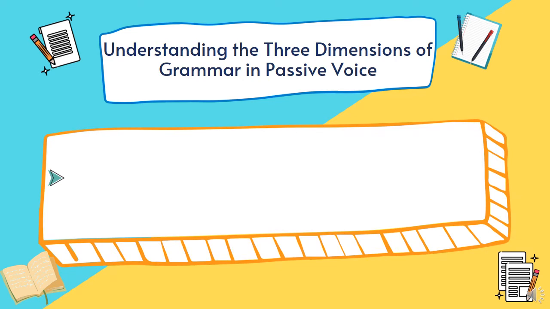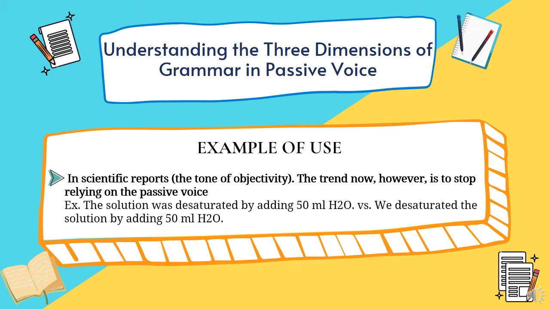Another example of use in the three dimensions of grammar and passive voice is in scientific reports, the tone of objectivity. The trend now, however, is to stop relying on the passive voice. For example, "The solution was desaturated by adding 50 ml water" versus "We desaturated the solution by adding 50 ml water."